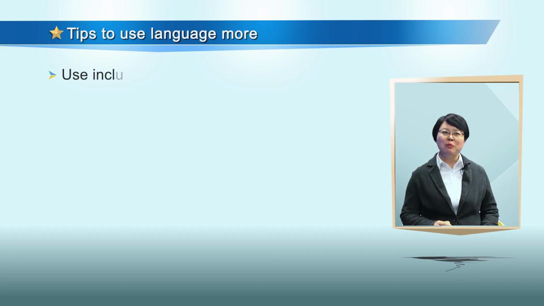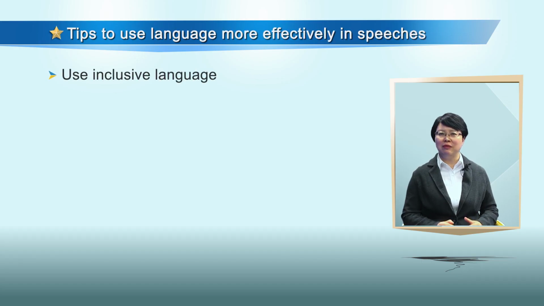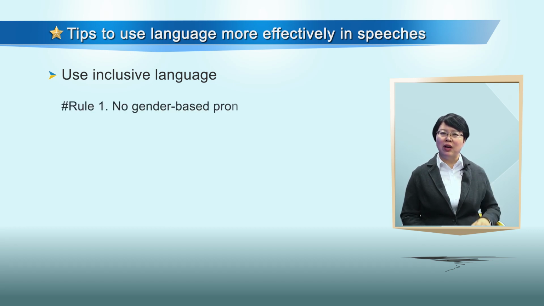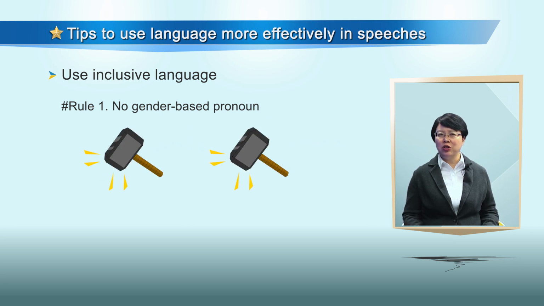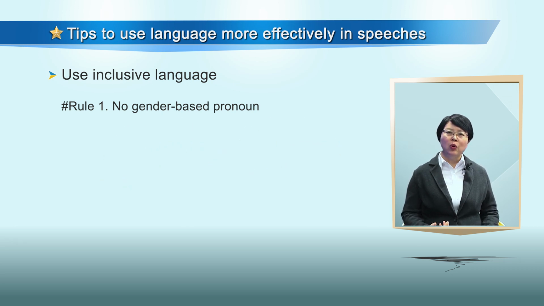Okay, the other thing I need to remind you is words can hurt and heal. So remember to use inclusive language by following some rules. Rule number 1, no gender-based pronouns. Don't just use he or she to refer to an occupation. When referring to all audience, you need to specify the gender of them.